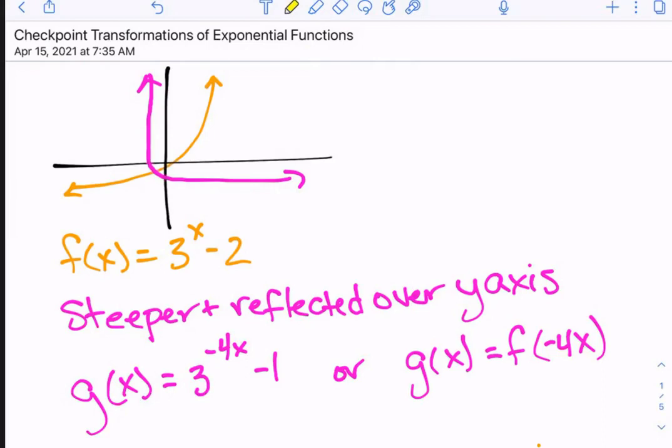And you can write that two ways. You can either put that in the exponent, or you can say f of negative 4 times the x. So you have two answers on a question like that.